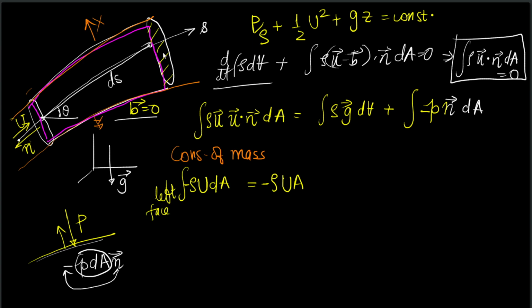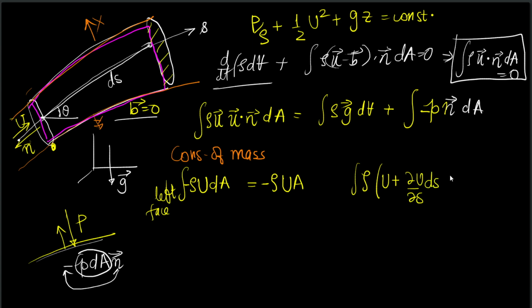What about the right face? At the right face, integral rho u dot n cap will be integral rho u at s plus u at whatever this location is plus delta s. So it will be u at this point plus del u del s times delta s. So we're making use of the Taylor series.